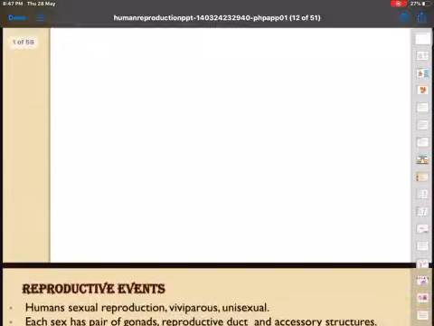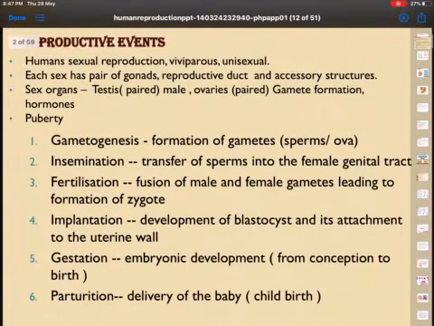Now let us start with the male reproductive system. Basically, humans are viviparous, that is, they produce their young ones directly. There is no egg laying, and they are unisexual. There is a male sex and a female sex. Each sex has a pair of gonads. Gonads are reproductive organs. In the case of the male, a pair of testes are the gonads. In the case of the female, a pair of ovaries are the gonads.